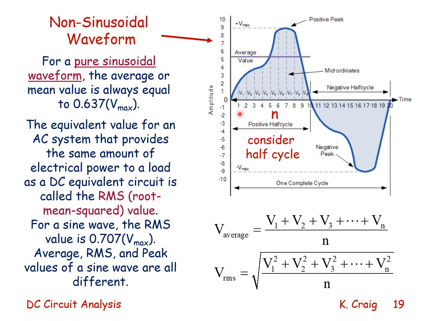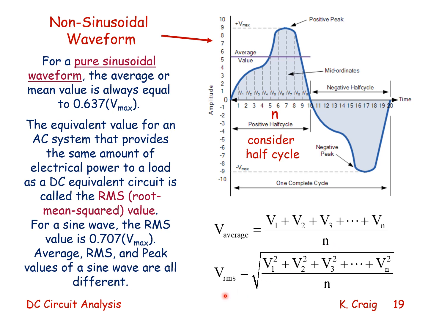And if we sample the positive half cycle at 10 instants in time, n is equal to 10, the values of the voltages at each instant in time are called the mid-ordinate values, the mid-ordinates. The average value in the positive half cycle is determined by summing the mid-ordinate values, in this case there are 10, and dividing by the number of sampled values, in this case n is equal to 10.